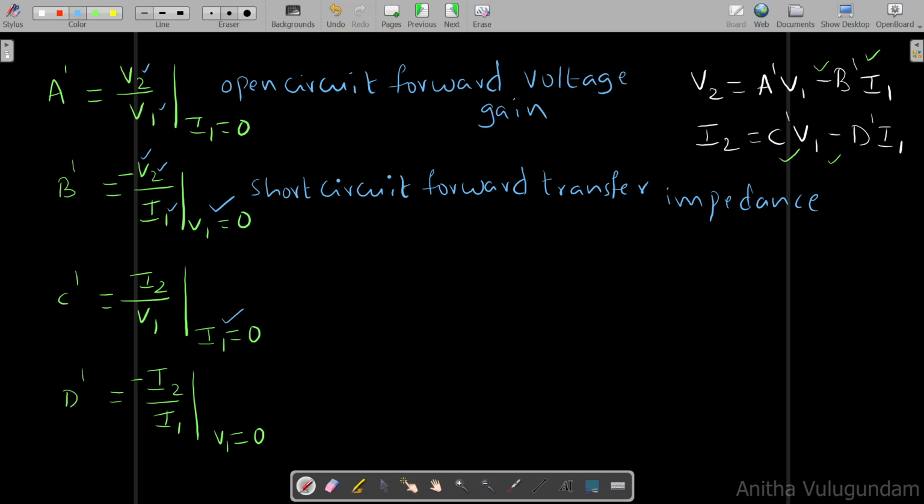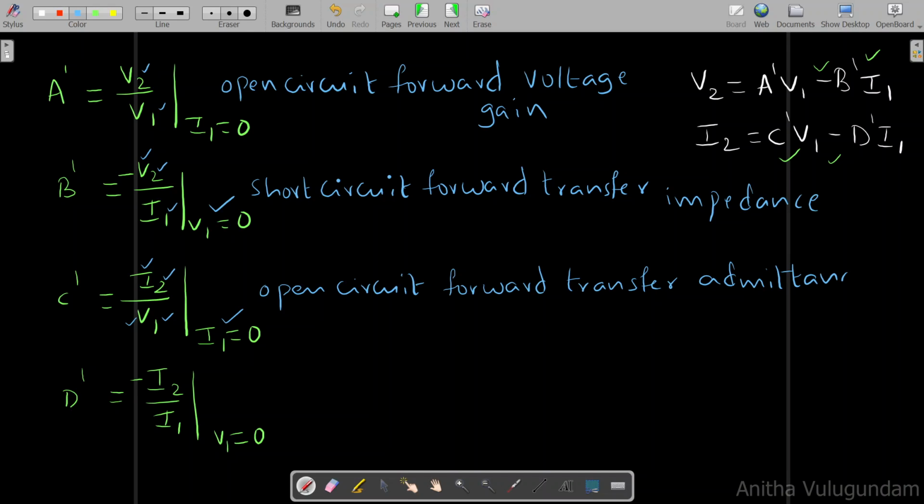Next, C'. The condition is I1 equal to 0, so we'll write here open circuit. Then look for the ratio of these two, port 2 variable to port 1 variable. It is considered as forward, and the ratio is I by V. I by V means admittance. As we are taking the ratio of variables at two different ports, we will use the word transfer admittance. C' is defined as open circuit forward transfer admittance.